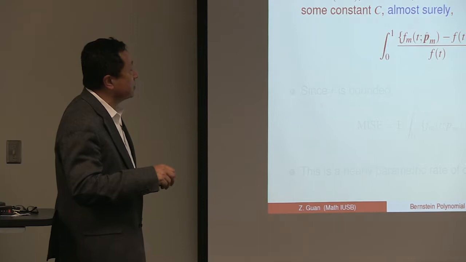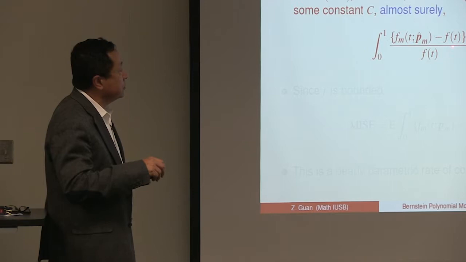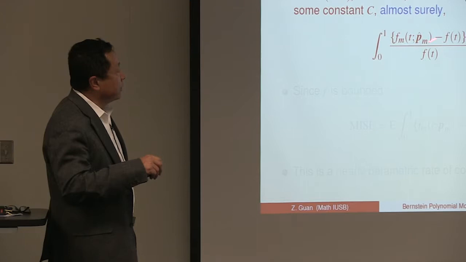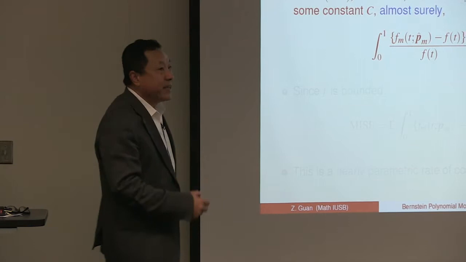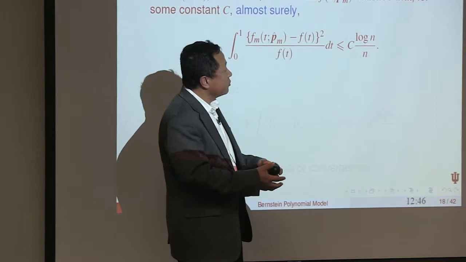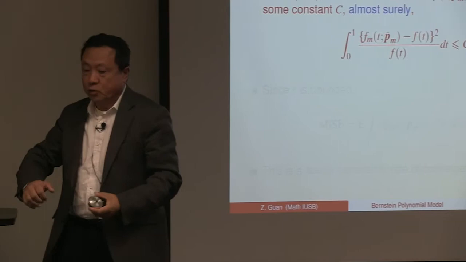Under some conditions, we show that this weighted, this is a kind of a chi-square distance, or weighted mean square integrated mean square error. This rate can be log n over n. The best rate that can be obtained by a parametric method is 1 over n. Right? That's the best convergence rate we can obtain.